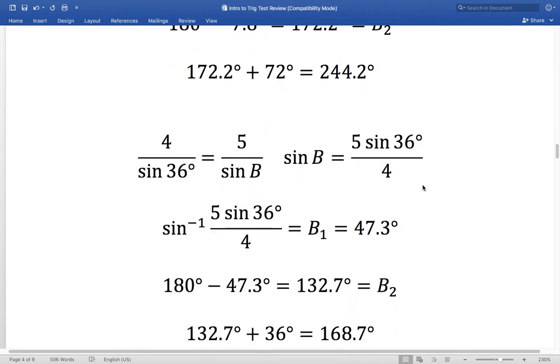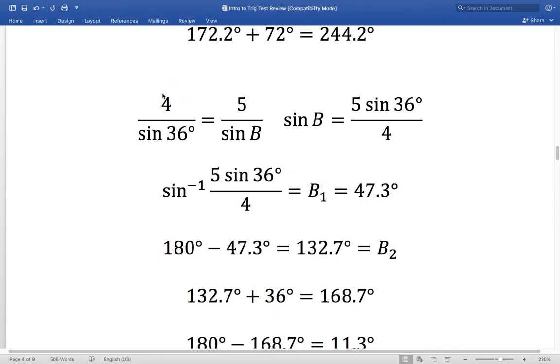Okay, the third scenario is this one. Totally different numbers this time. My side A is 4, side B is 5, angle A is 36, and again I'm looking for angle B. Cross multiply and divide, inverse sine. We find angle B is 47.3 degrees.